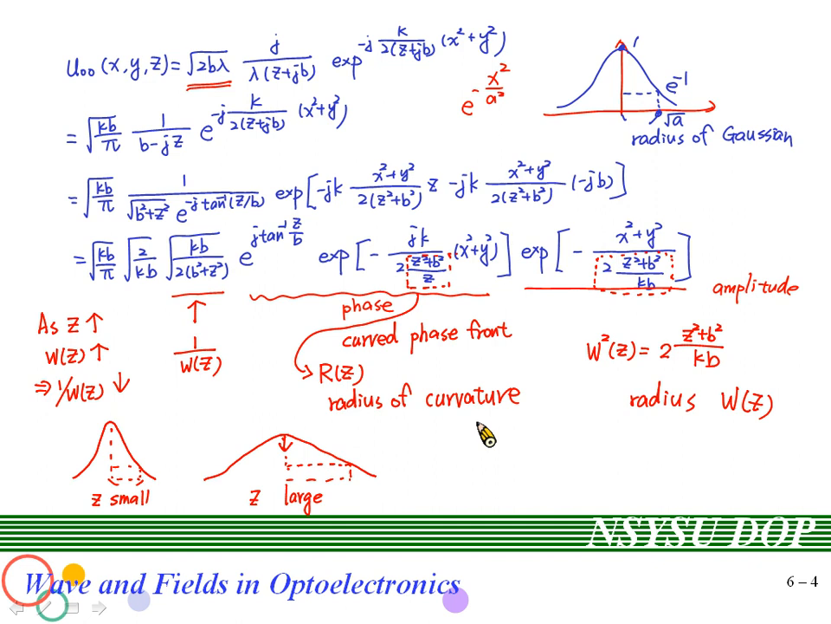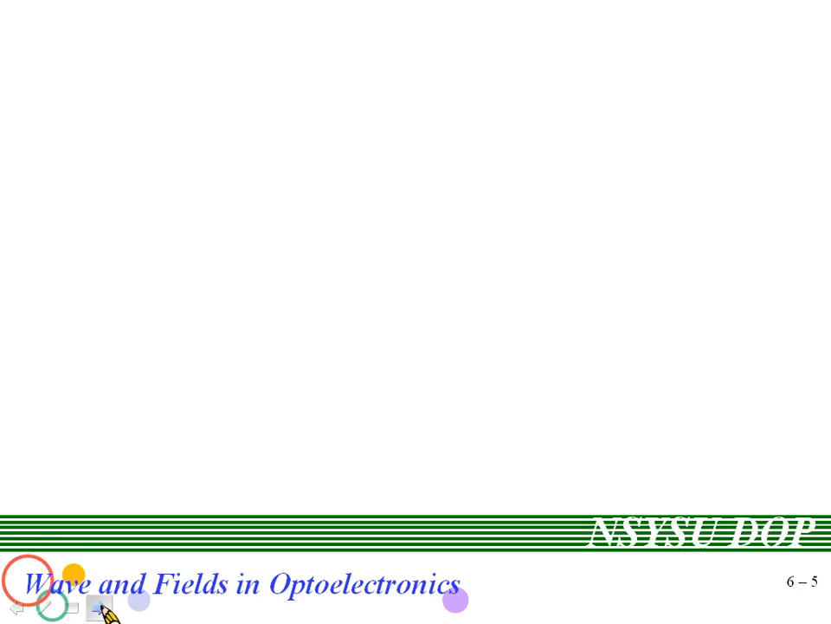And if z increases, you can see the radius of the curvature will also be increased, which means that this phase front will approach a plane wave because the radius of the curvature is increased. Okay? Let us rewrite the U00 function. According to the beam radius and the radius of the curvature, the U00 function can be written in the following form.